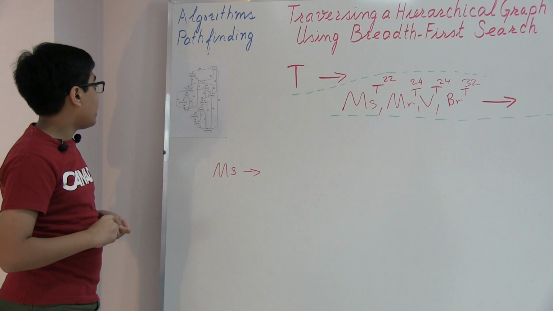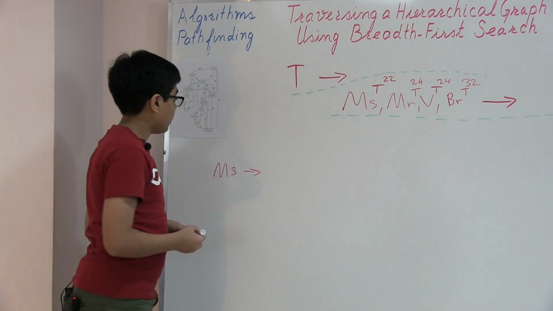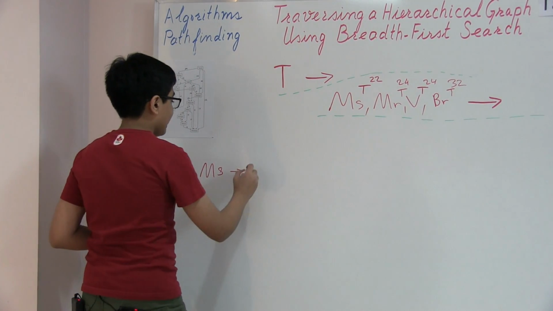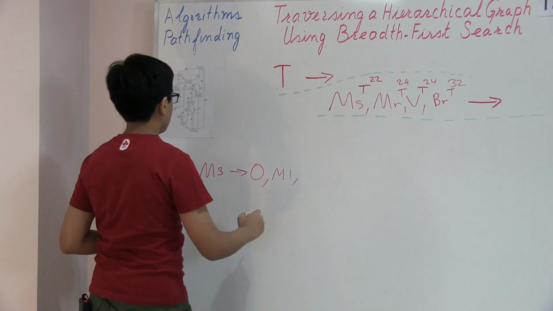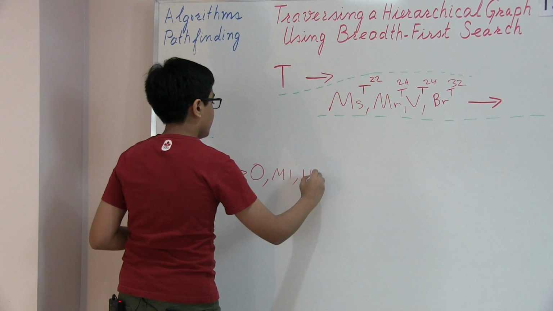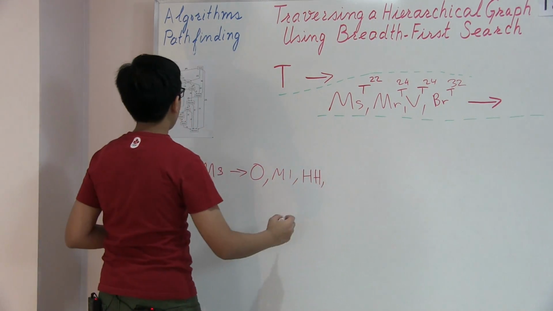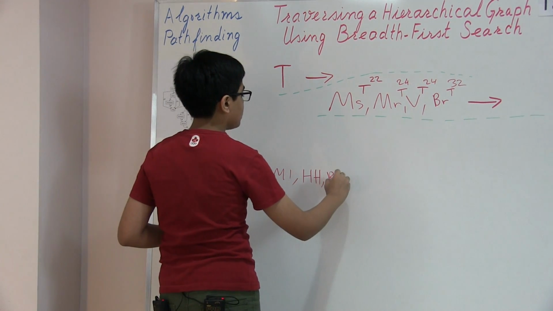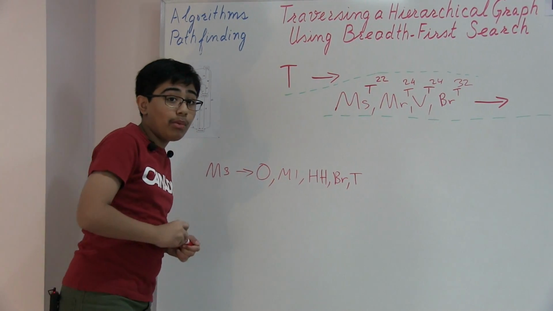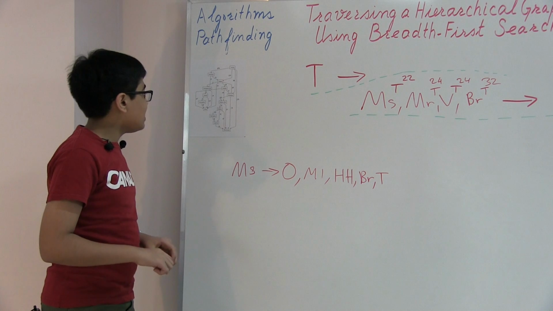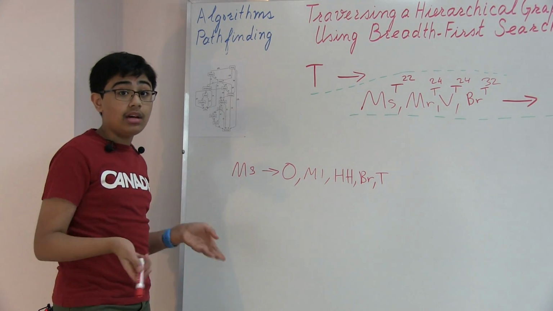And we know that Mississauga can take us to, and you can see the graph on screen right now, it can take us to Oakville. It can take us to Milton. It can take us to Halton Hills. It can take us to Brampton, and it can also take us right back to Toronto. And also, by the way, in case you were wondering, you can see that there are some arrows between these nodes as well.